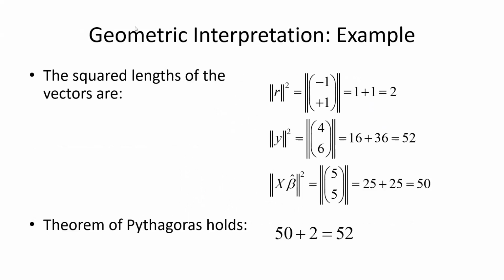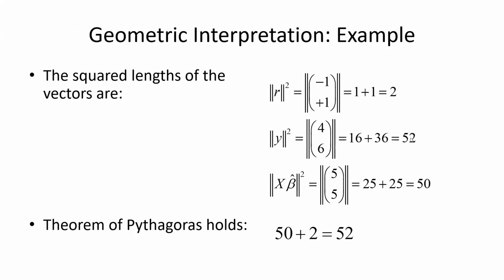So the long one here is 4, 6. If we get the squared length of that, we get 16 plus 36, which is 52. For the residual vector, we get minus 1 squared is 1, plus 1 is 2. And for mu, or x beta, which is 5 times the vector 1, 1, or the vector 5, 5, we get 25 plus 25, which is 50.